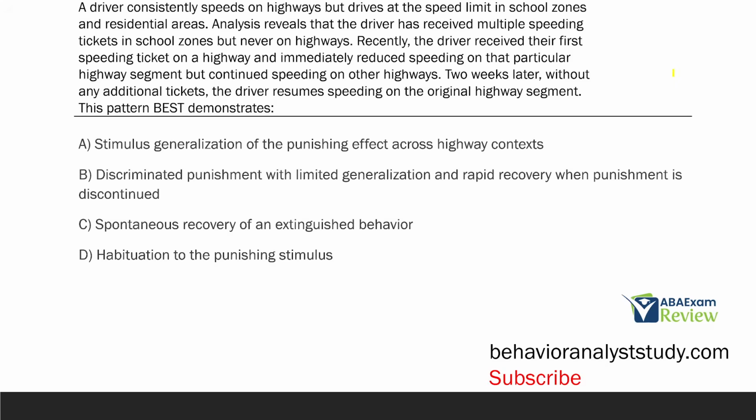Two weeks later, without any additional tickets, the driver resumed speeding on the original highway segment. This pattern best demonstrates what? All right, good question here. The question wants to know about the pattern. What are we looking at with this pattern?